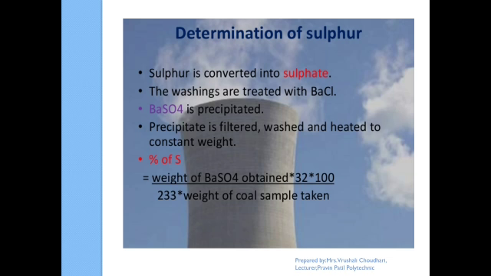How are we going to measure sulfur in coal? We first convert sulfur into sulfate. The washing is treated with barium chloride, and barium sulfate is precipitated. The precipitate is filtered, washed and heated to constant weight. The amount of barium sulfate formed is weighed and converted into the percentage of sulfur.